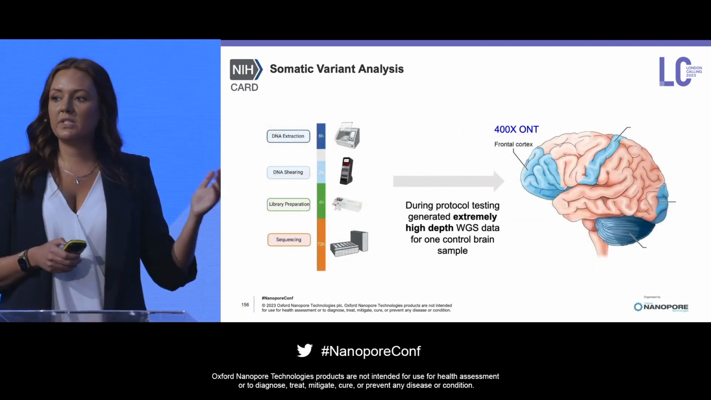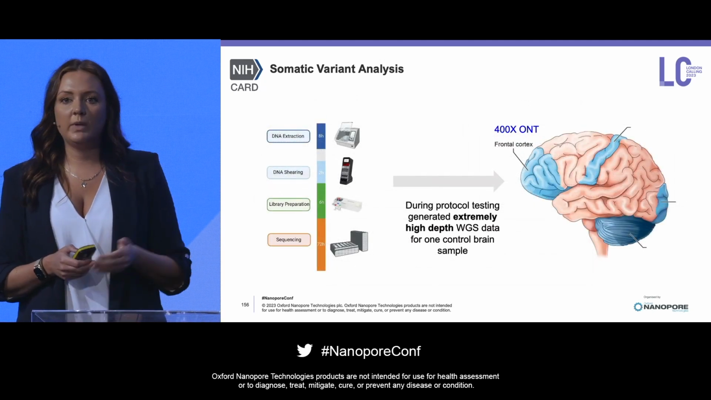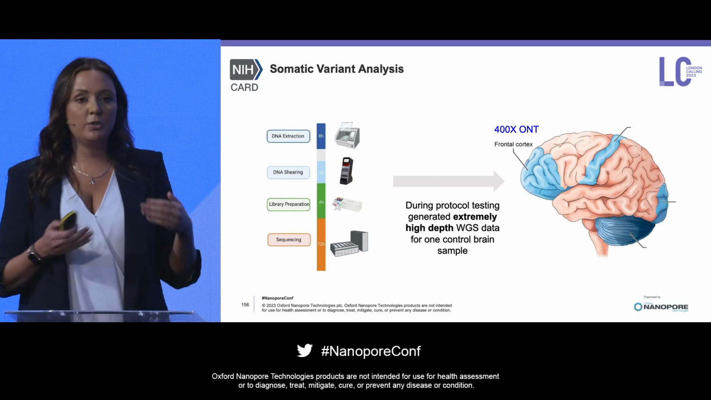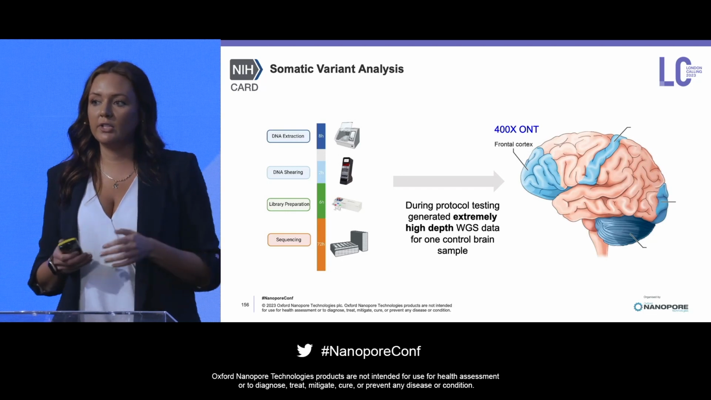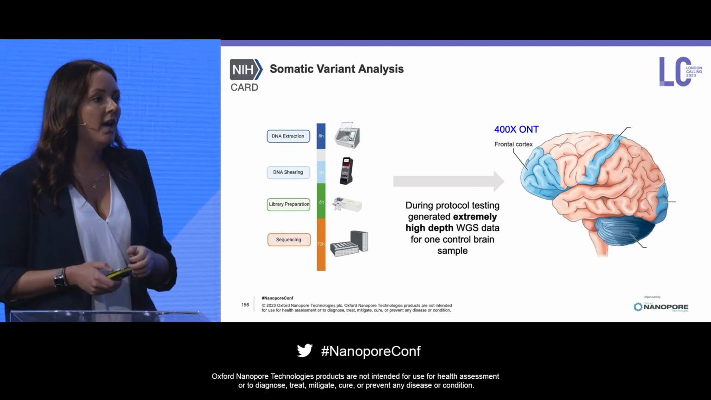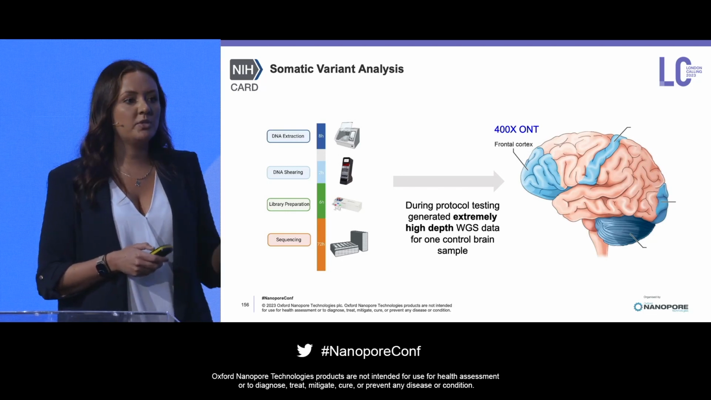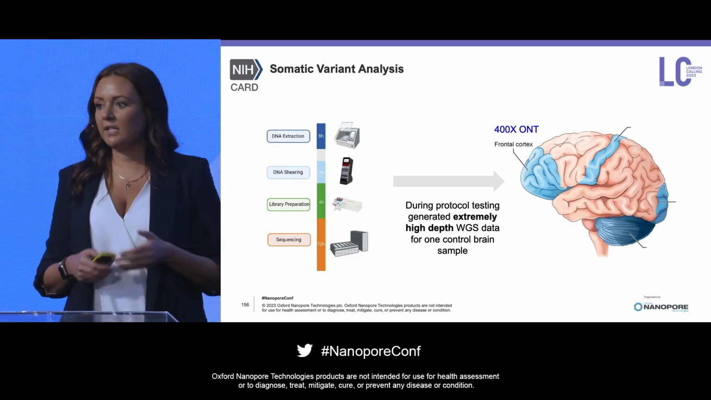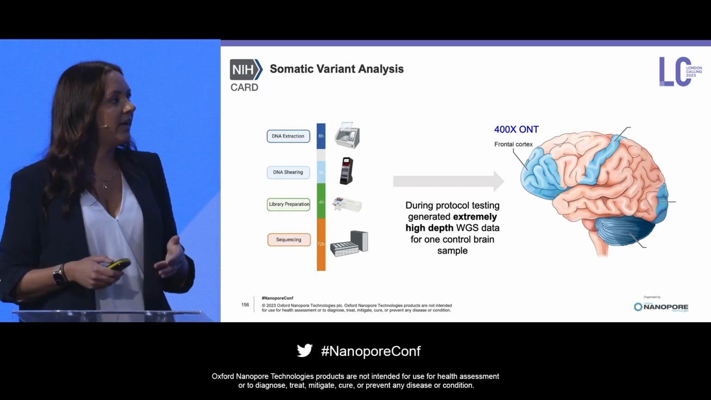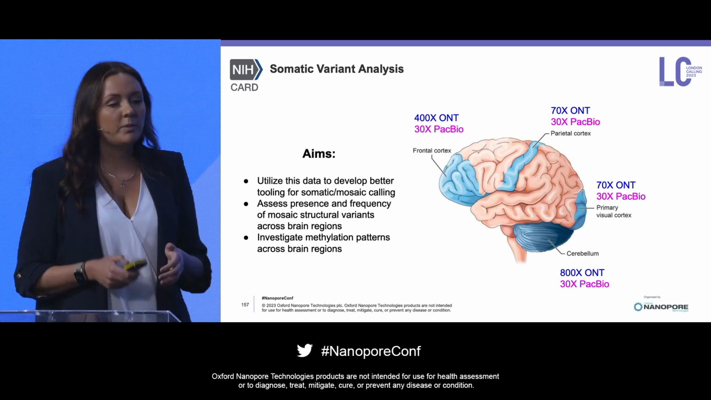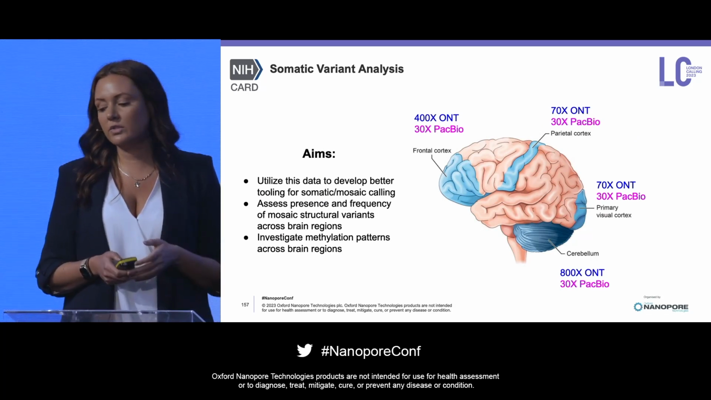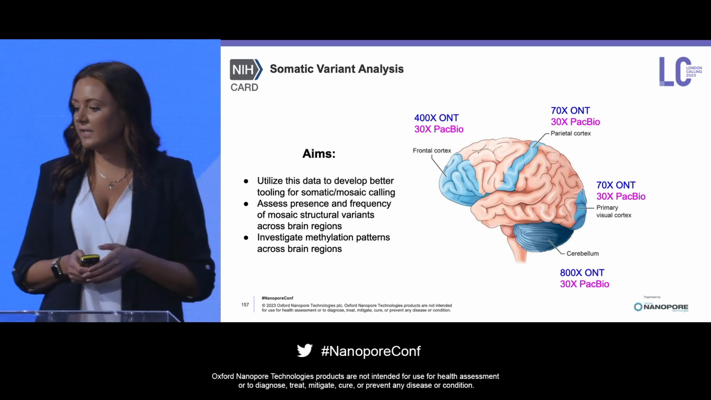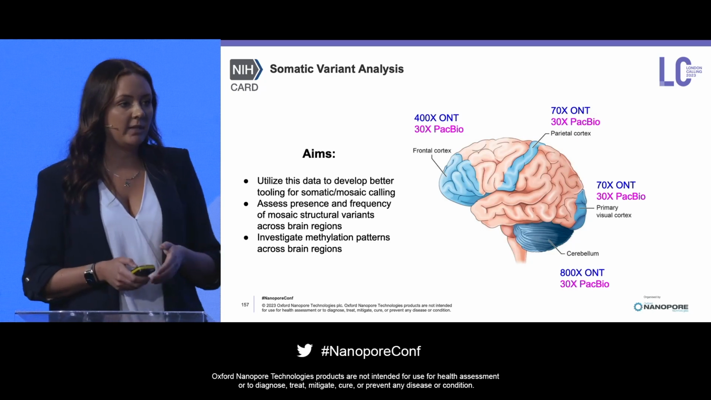And so when we were developing the wet lab protocol, we actually generated a huge amount of data for this one sample. And we ended up with about 400x frontal cortex data. And so we thought, hey, this is a great opportunity to have a really high-depth data set to start to look at somatic structural variants. So we generated high-depth data for a total of 4 regions. So we've got the frontal cortex, the parietal cortex, the visual cortex, and the cerebellum.